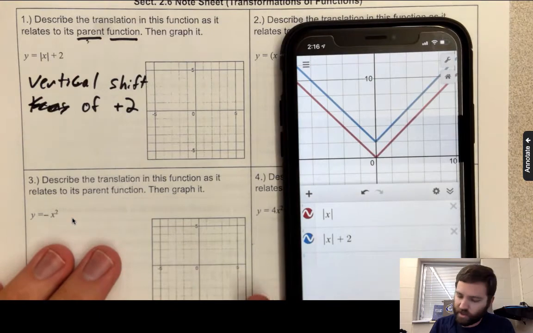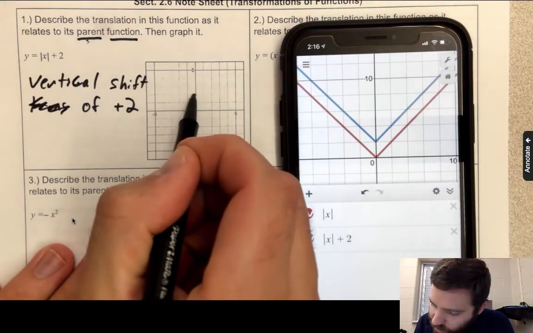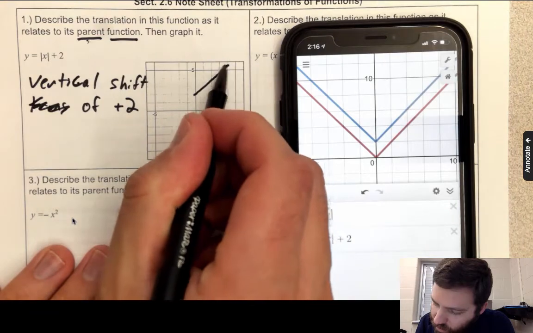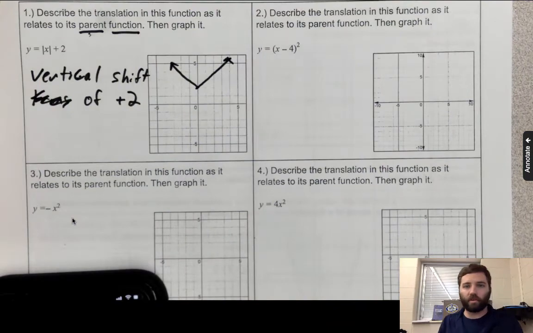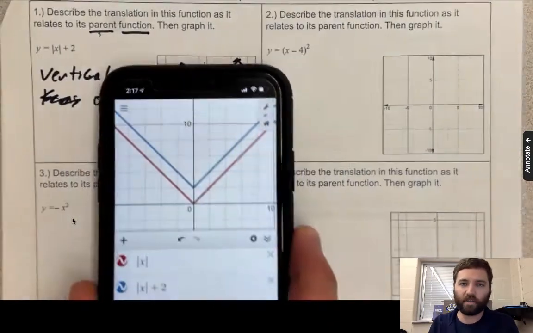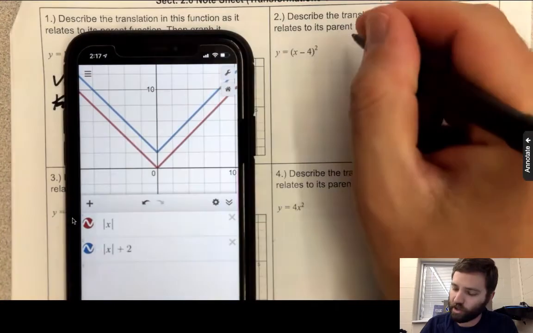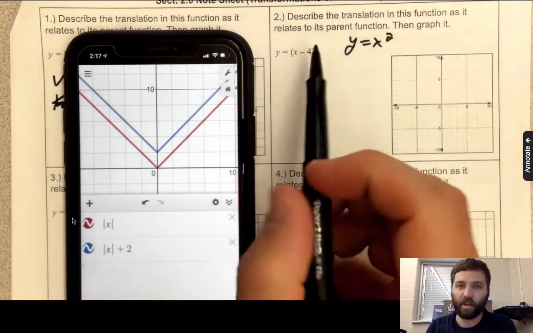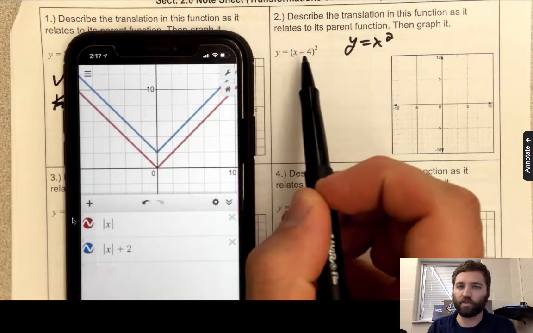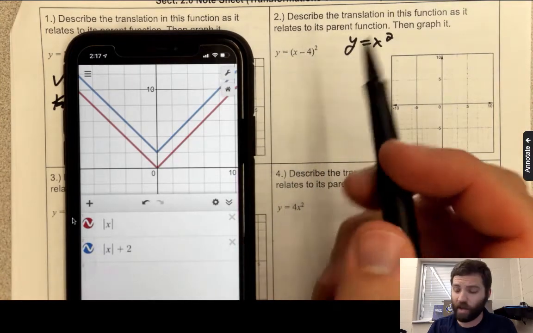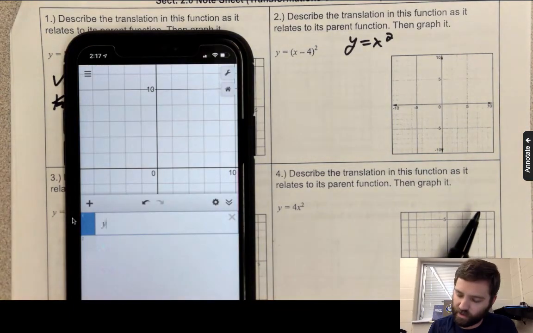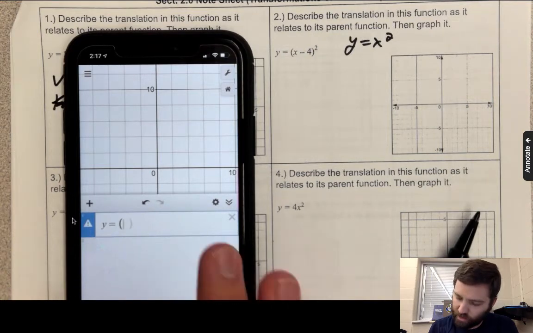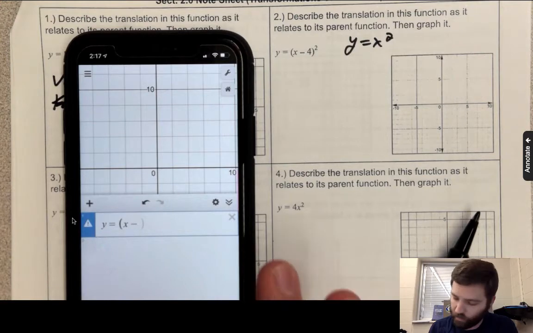All right, so anyway, this is a vertical shift of positive 2, and so the graph is going to look like this. Okay? All right, let's do another one. Describe the translation in this function as it relates to the parent function, then graph it. Okay, so the parent function here is y equals x squared. You can see that because this is very close to being just x squared, but we've subtracted 4 inside of the parentheses. That will make a big difference, whether it's inside or outside. So you should take a look at this graph and see if you can describe the transformation. So this would be x minus 4 squared.